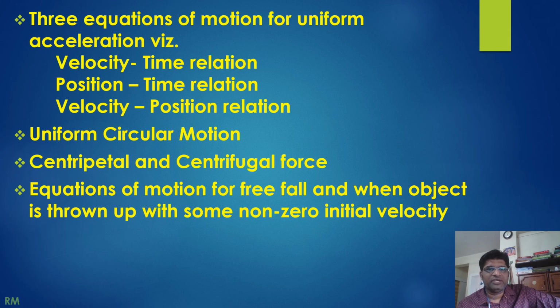Today we will derive three equations of motion for uniform acceleration. The first one is the velocity time relation, that is v is equal to u plus at. Next is the position time relation, that is s is equal to ut plus half at square, and the last one is the velocity position relation, and that is v square minus u square is equal to 2as.